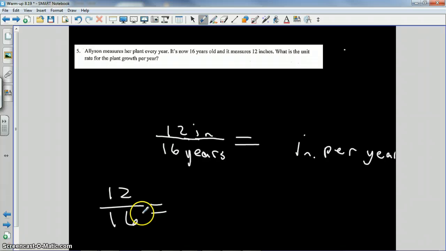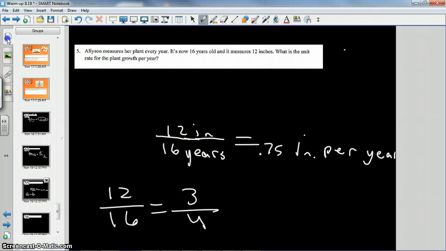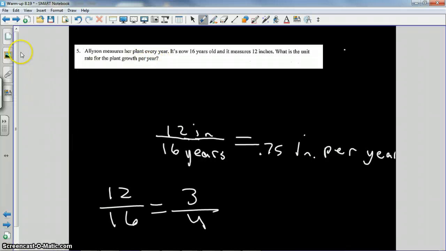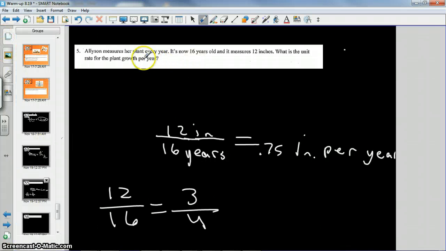We're going to do 12 divided by 16. It'd be 75 hundredths of an inch. And the simplified fraction would be 3/4. So either of those answers would be fine. 3/4 inch per year or 75 hundredths of an inch per year. You're basically just dividing, and that gives you your unit rate. Every time it's asking about unit rate or how much per 1 year, that's a division problem. Even if it doesn't say unit rate, if it says per year, it means per every 1 year, which implies unit rate.